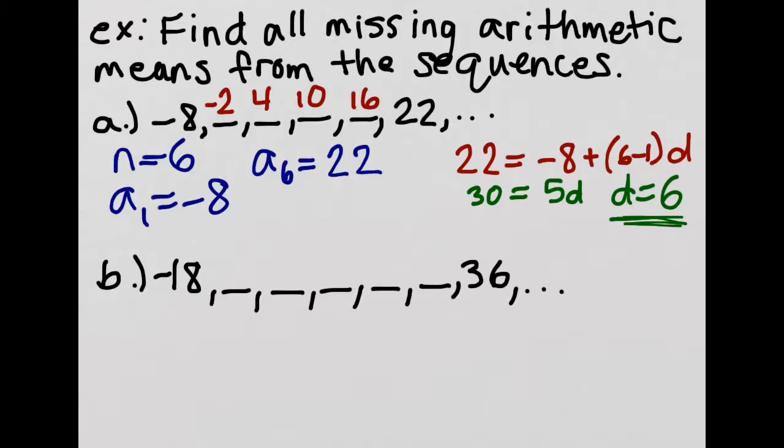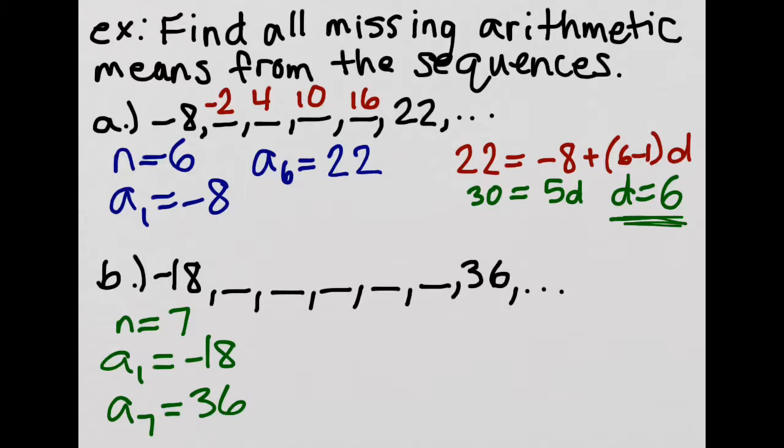Alright, let's do one more example like that. So this time we want to look and see how many terms we have. Okay. So did you count how many we have? We have 7. Okay, and what's our first term? Well, it's negative 18. And our last term, or our 7th term, since we just have 7 terms listed, is 36.